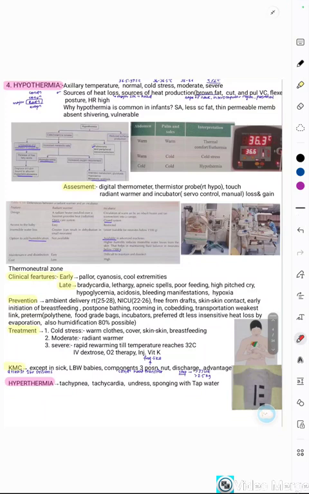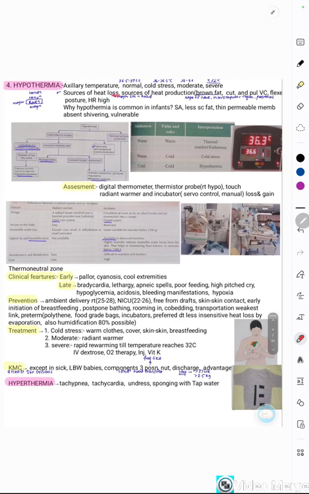Hypothermia. The best site to measure the temperature in a newborn is the axillary temperature. The normal temperature of a newborn is between 36.5 to 37.5 degrees Celsius. It is considered to be cold stress if it is from 36 to 36.5 degrees Celsius. Moderate hypothermia is from 32 to 36 degrees Celsius, and less than 32 degrees Celsius is considered to be severe hypothermia.